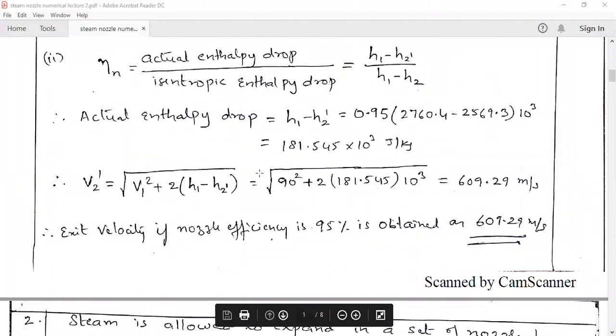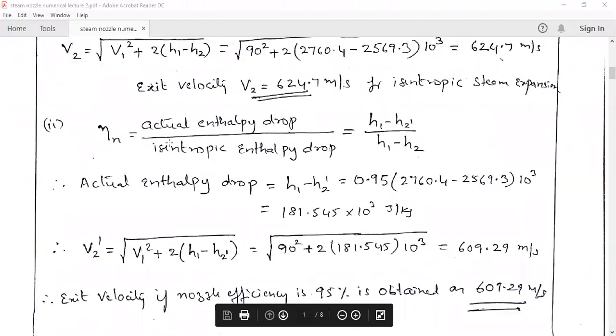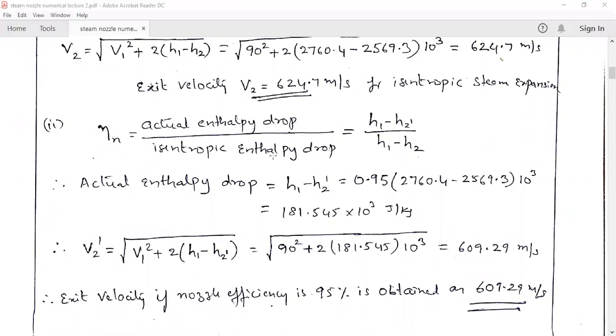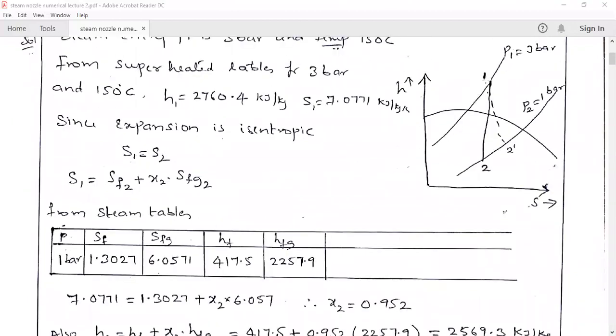So the nozzle efficiency is given as actual enthalpy drop divided by isentropic enthalpy drop. The actual enthalpy drop here is H1 minus H2 dash. So nozzle efficiency equals H1 minus H2 dash divided by the isentropic drop, H1 minus H2.